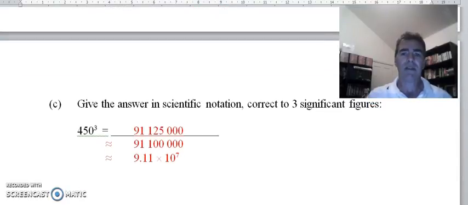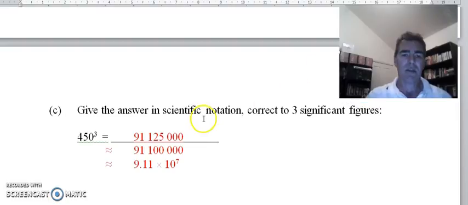And that just leaves us with one more, 450 cubed. We wanted that in scientific notation and to 3 significant figures. So on the calculator, 450 cubed gives us 91,125,000, which to 3 significant figures. Coming from the left, there's our first, second, third significant figure. We would put our line down, our next digit's a 2, which is a small digit, so that stays as a 1, and the rest becomes zeros.